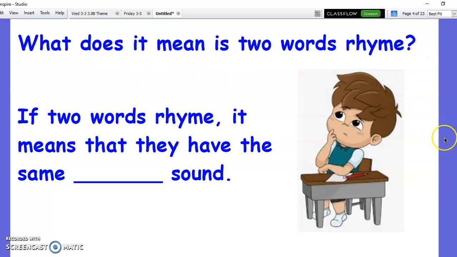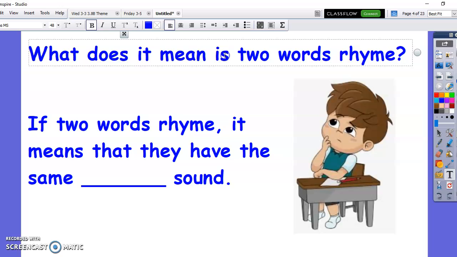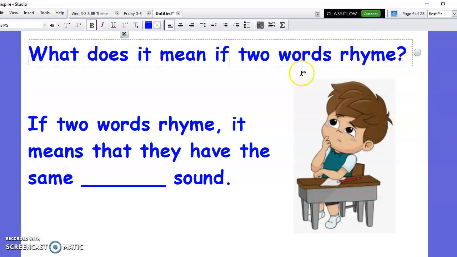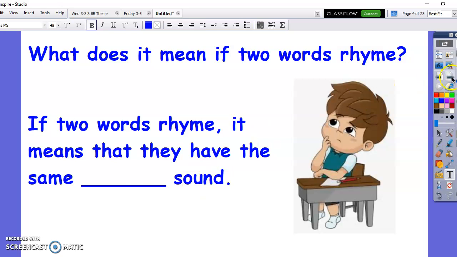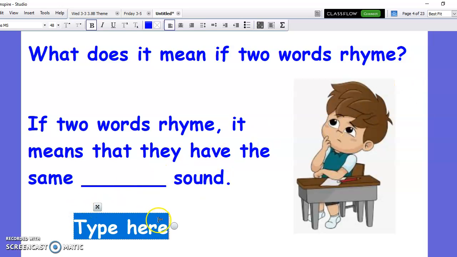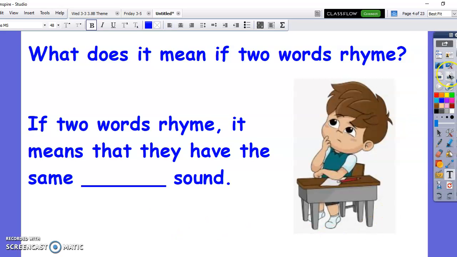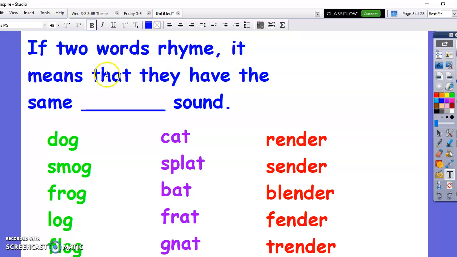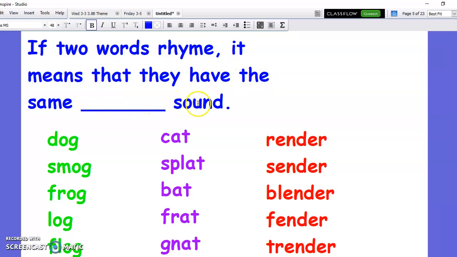What does it mean if, not is, but if, 2 words rhyme? If 2 words rhyme, it means that they have the same blank sound. Anybody know? I'll give some examples in class. But if 2 words rhyme, it means that they have the same ending sound, like dog, smog, frog, log, and flog all rhyme because they end with the sound og. They each have og in them at the end, and that's what makes them rhyme.